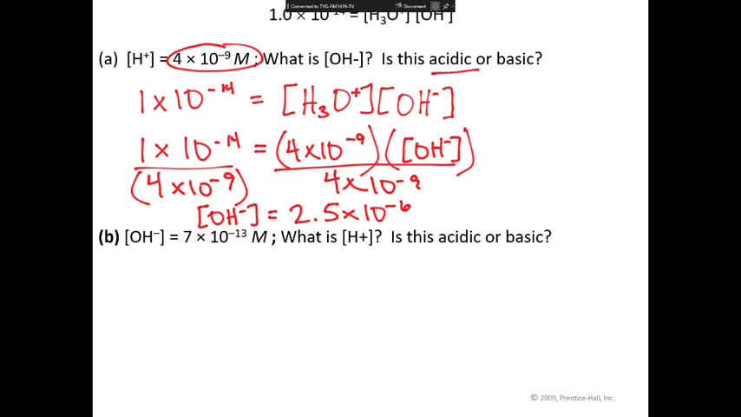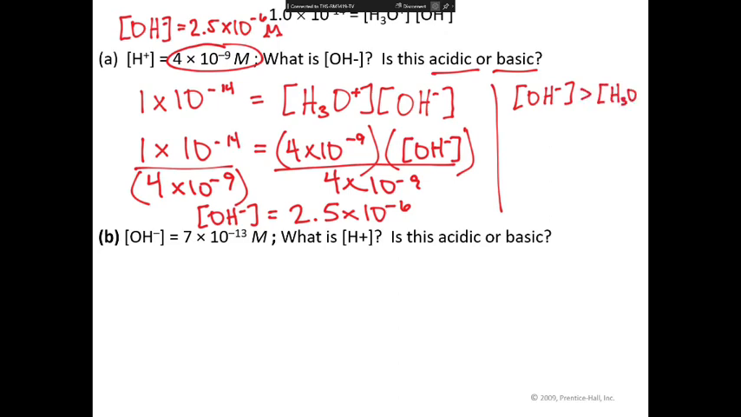So then if I need to decide if it's acidic or basic, what I want to do is ask myself, which one is greater? The H plus concentration is 4 times 10 to the negative 9th, and I just found that the hydroxide concentration is 2.5 times 10 to the negative 6th. All right, which one's in greater concentration? Hydroxide or H plus? Yeah, hydroxide wins because 10 to the negative 6th is actually bigger than 10 to the negative 9th. So if you have more hydroxide than you have H plus or H3O plus, same thing, then that means it's going to be a basic solution.